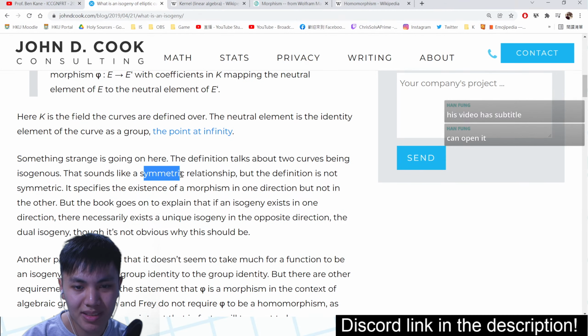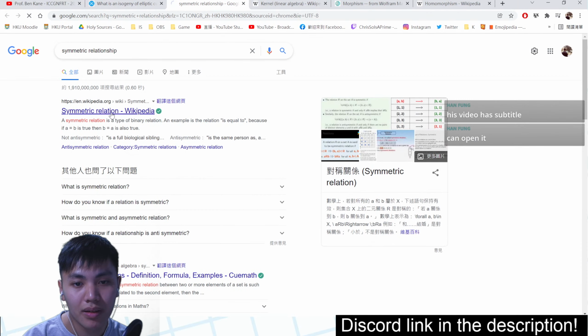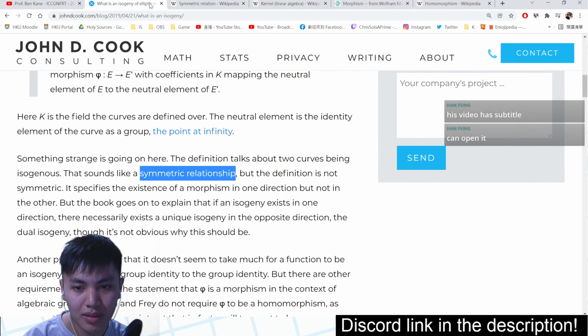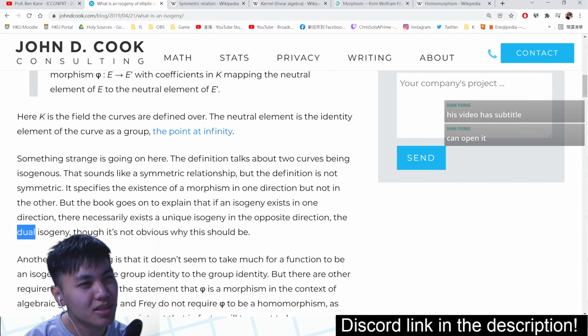Symmetric。突然之間我突然講啲咩 symmetric relationship。But the definition is not symmetric. It specifies the existence of a morphism in one direction, but not in the other. But the book goes on to explain that if an isogeny exists in one direction, there necessarily exists a unique isogeny in the opposite direction. The dual isogeny. 唔係 the dual，a dual。或者一 pair 咁出現啦，好似個意思係。Though it's not obvious why this should be.